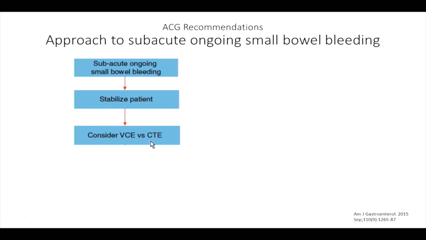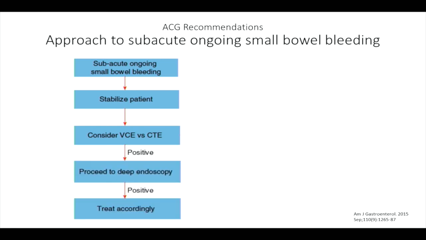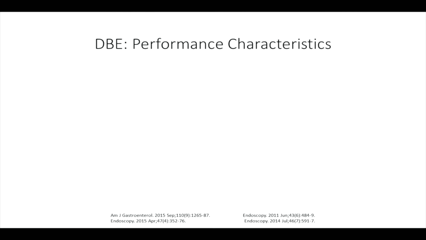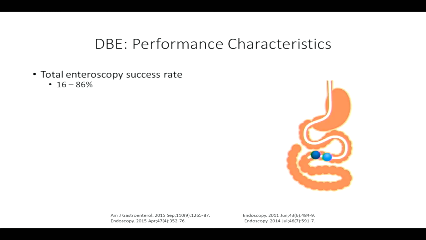CTE we don't use quite as much, but it is something to consider if a patient has ongoing bleeding with a negative capsule. So, of course, if the capsule is positive, then the next step is proceeding to deep enteroscopy and providing definitive therapy. So deep enteroscopy, there are multiple different techniques available to us. The one that's been around the longest is double balloon enteroscopy. And so let's talk a little bit about the performance characteristics.